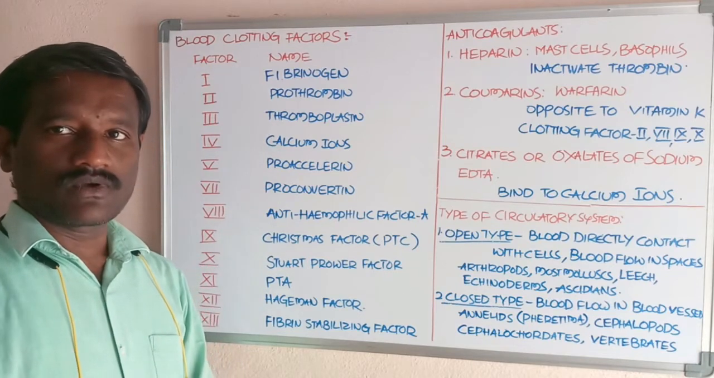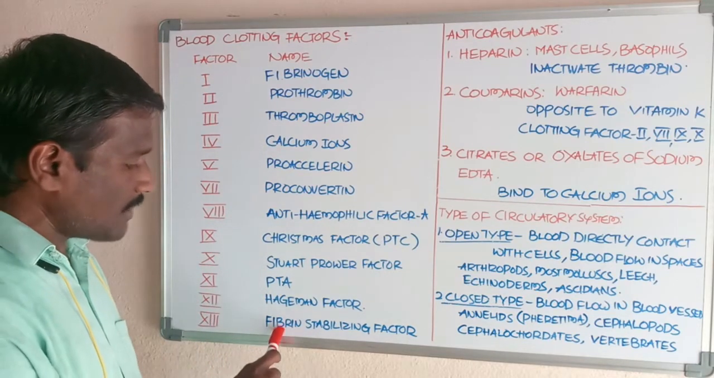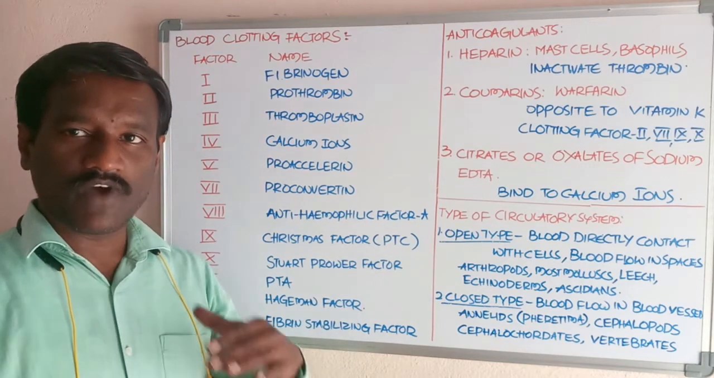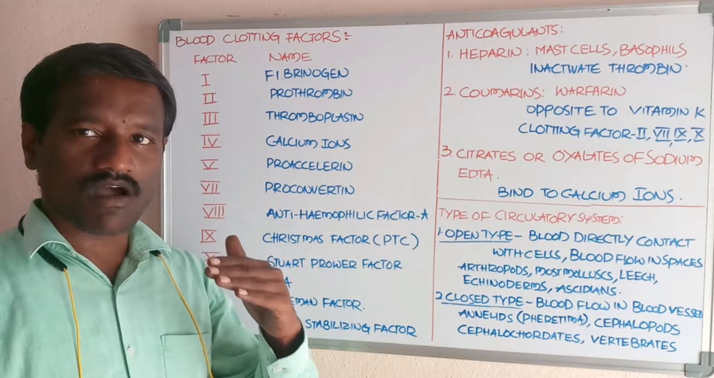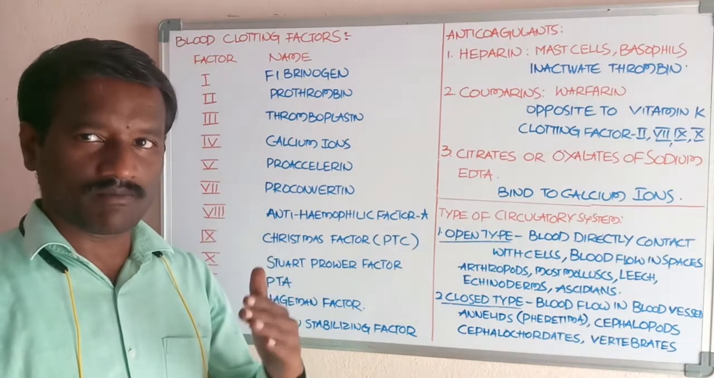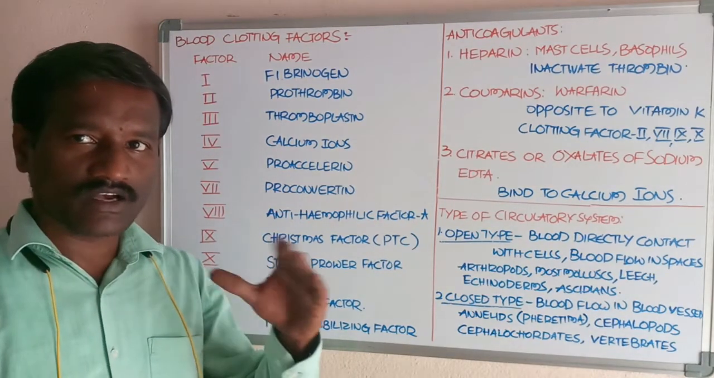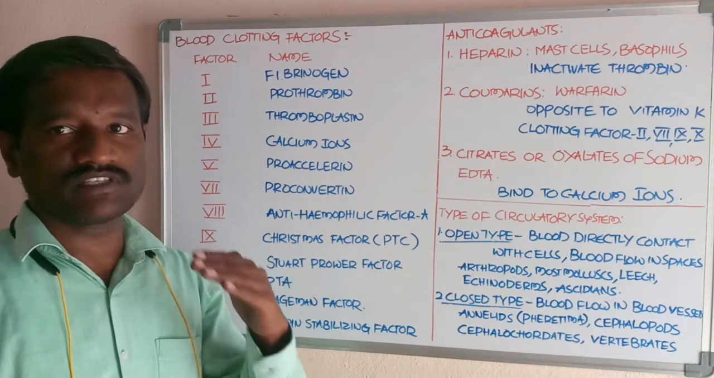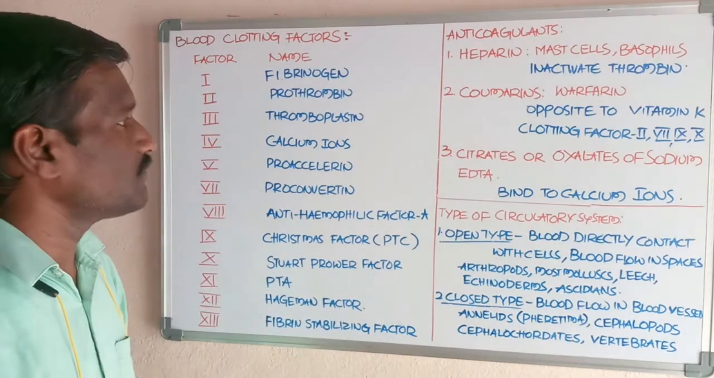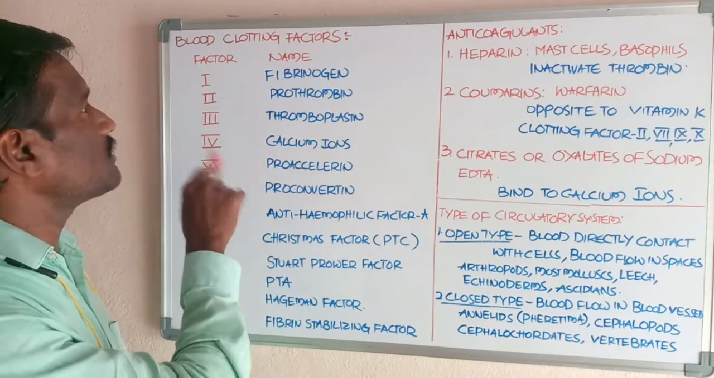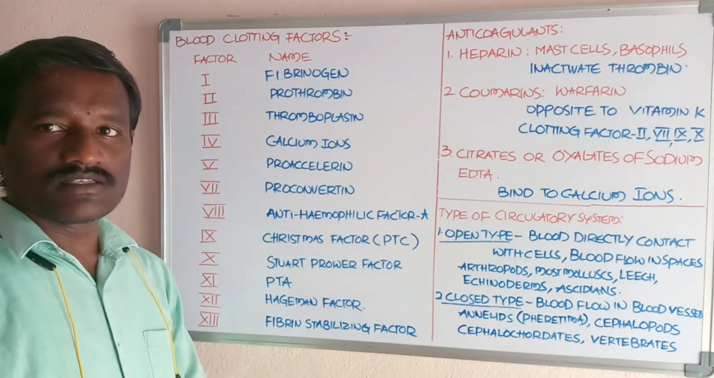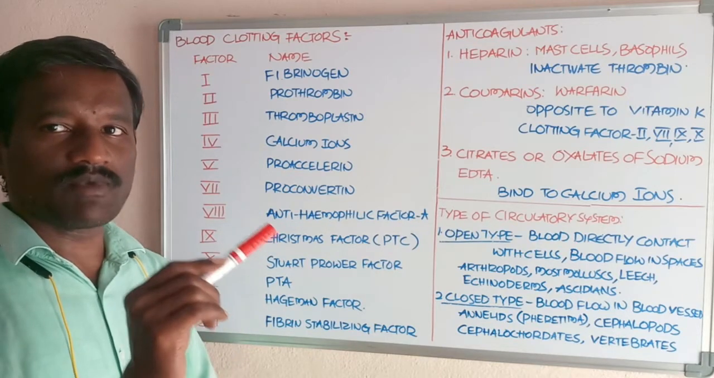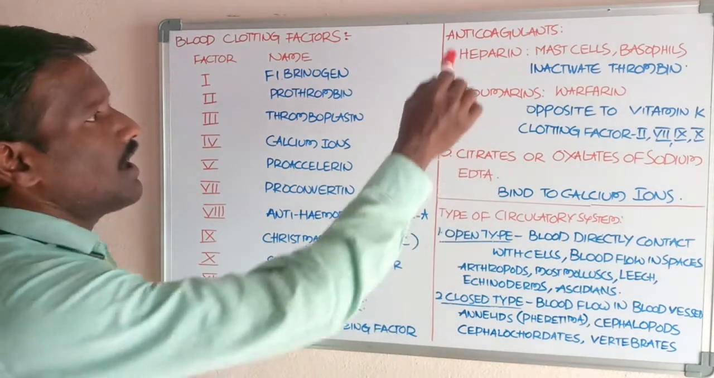Okay, students, this fibrin stabilizing factor helps in formation of the strong fibrin fibers, which adhere to the edges of the injured blood vessel, the broken blood vessel. Okay, this is an account of the blood clotting factors. Sixth blood clotting factor is no longer recognized, it may be absent. And anticoagulants.